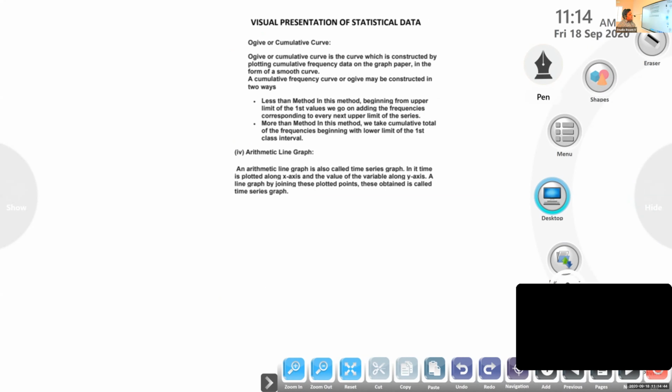Next one, arithmetic line graph. How to construct an arithmetic line graph? What is the importance of an arithmetic line graph? What are the advantages and disadvantages? Okay, I will show you that. Wait for a moment.